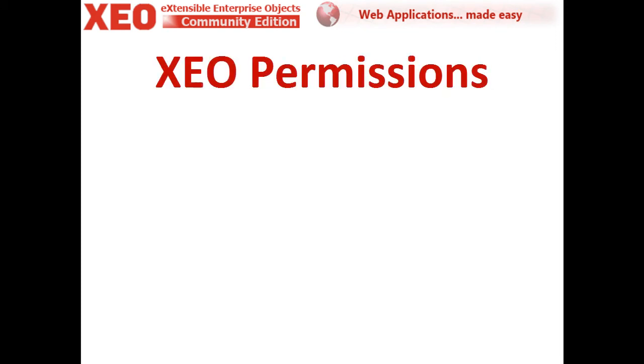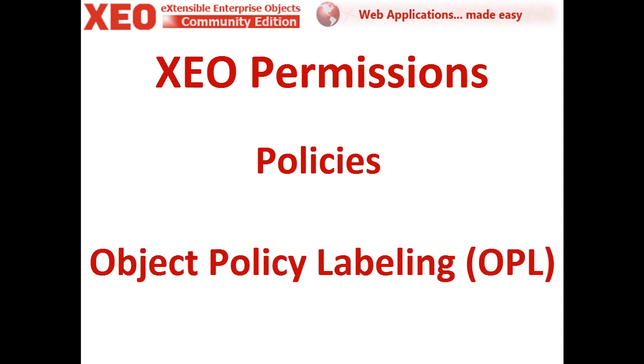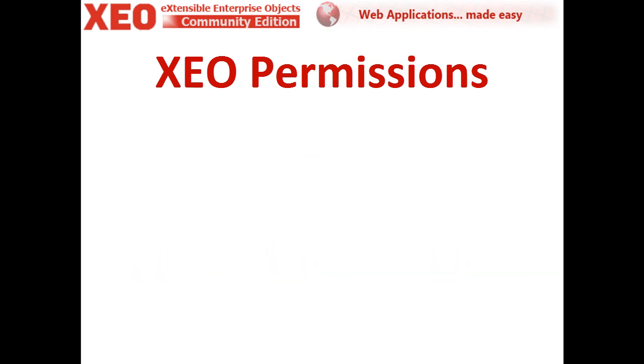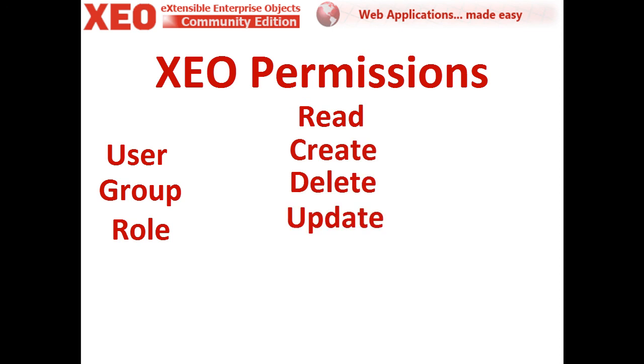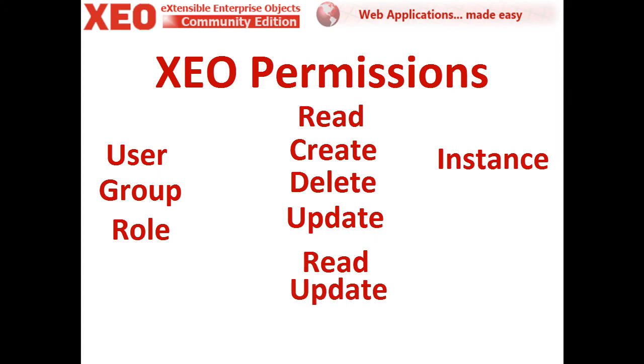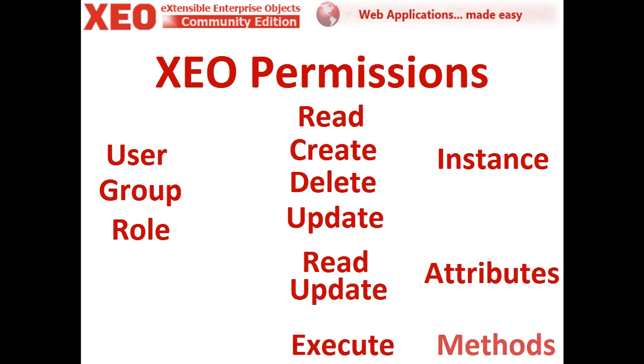XEO models support two types of built-in permission mechanisms: model permissions, known as policies, and instance permissions, known as OPL. Policies are a runtime mechanism that allow you to assign a certain user, group, or role with permissions to read, create, delete, or update instances of a given model, permission to read or update attributes of a model instance, or permission to execute methods on instances of a model.